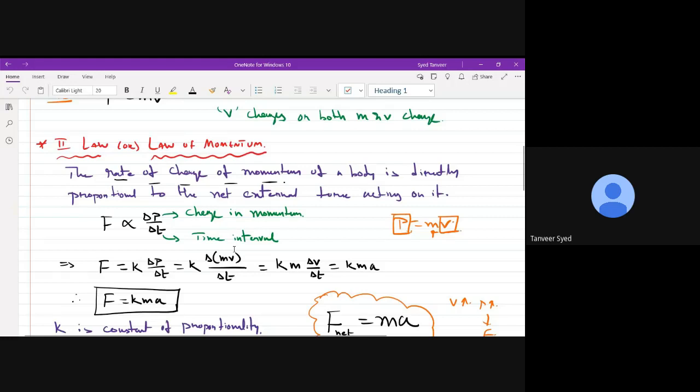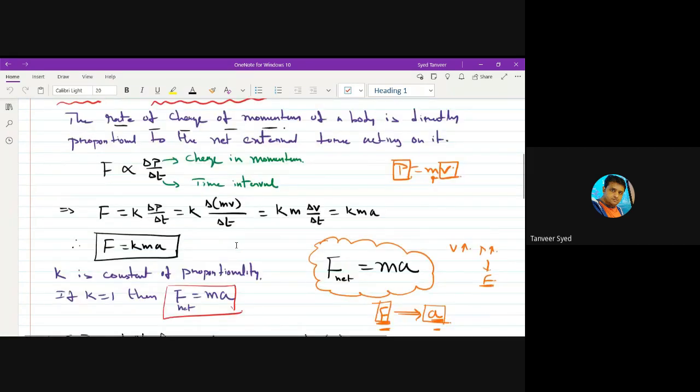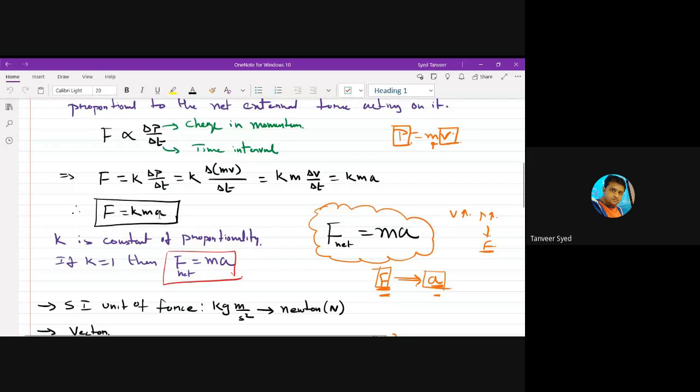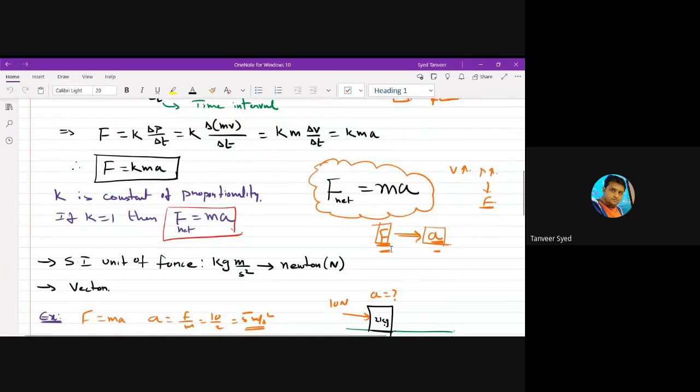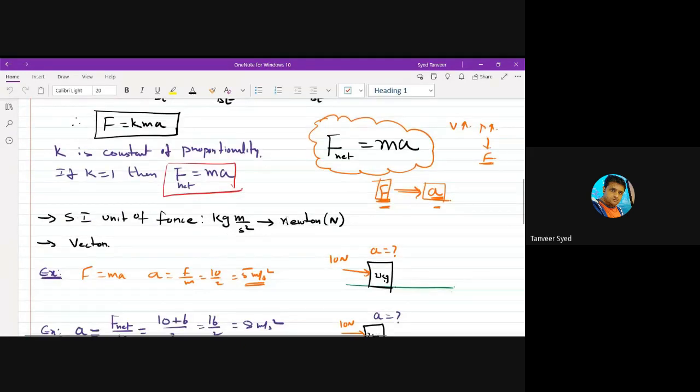...is directly proportional to the force acting on it. So greater the force, greater will be the change in momentum. F equal to ma, or F net equal to ma, is the formula for force that we get. The unit of force is Newton, and it is a vector quantity.